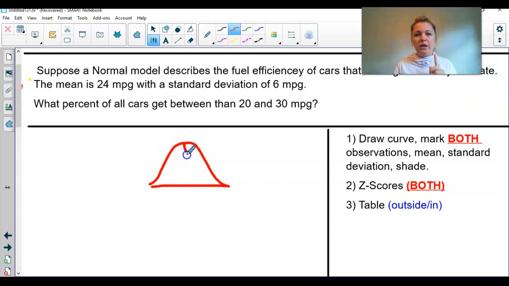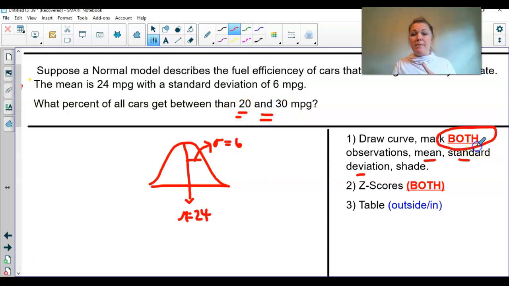So we're drawing our curve, and sometimes people say, are you sure? Like, how do I know where to mark this? You can try to find the point of inflection. If you don't know what that means, just pick an arbitrary point. It doesn't matter. So we have a mu of 24. We have a standard deviation of 6. So we have marked now the mean and the standard deviation. And now what you'll notice is we actually have 2 observations. We have 20 and we have 30. So we need to mark both observations.